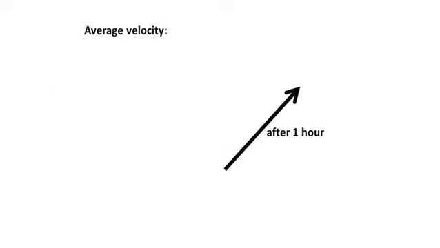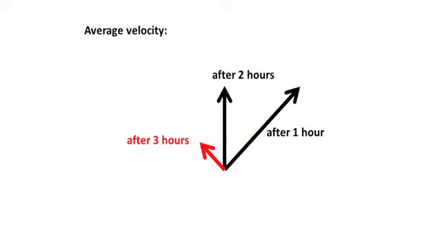After 1 hour, our average velocity is 2.25 miles per hour northeast. After 2 hours, it's 1.5 miles per hour north. After 3 hours, it's 0.75 miles per hour northwest. And after 4 hours, it's 0. A similar thing happens with acceleration. Our speed doesn't change, so we can say that our scalar version of acceleration is 0.